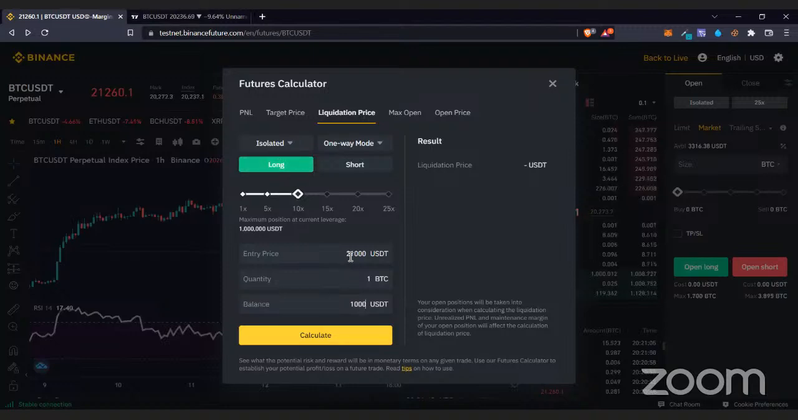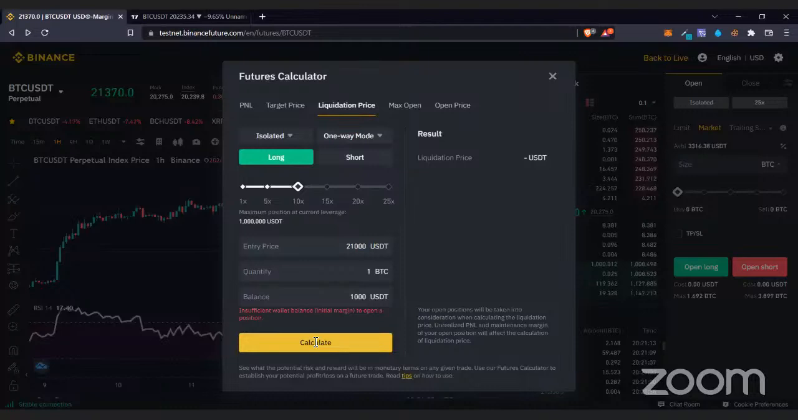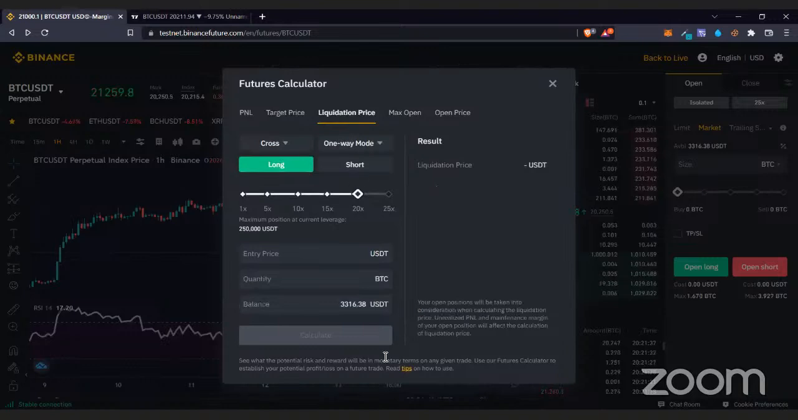So if we enter Bitcoin at 21,000, where are we going to get liquidated if we don't put stop loss? If I go ahead and calculate this, it says insufficient wallet balance, initial margin to open position. It means that I can't change it because I already have a balance in my Binance account, so I have to use the balance I have on the account, the initial balance. By default, it picks the balance you have on your account. So in this case, I may not be able to change it to suit what you want, but I just go ahead and calculate with the balance I have.